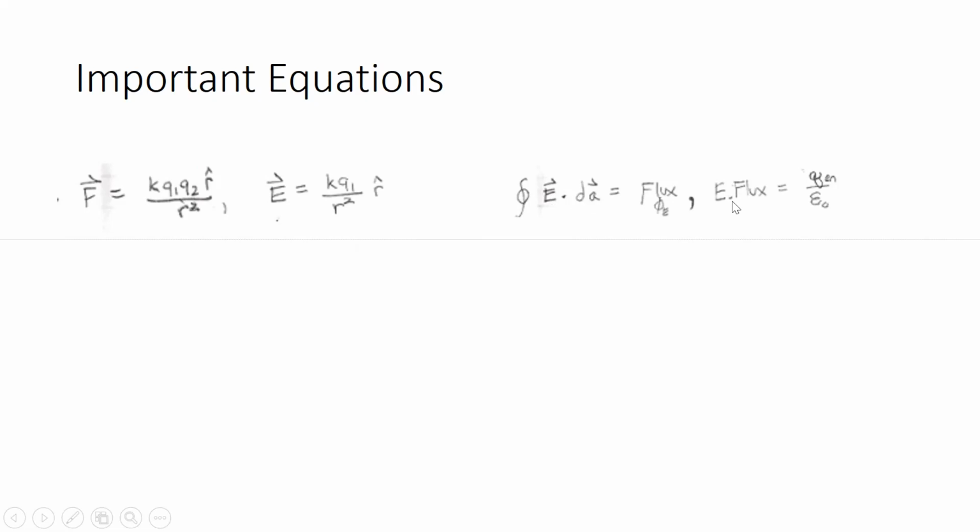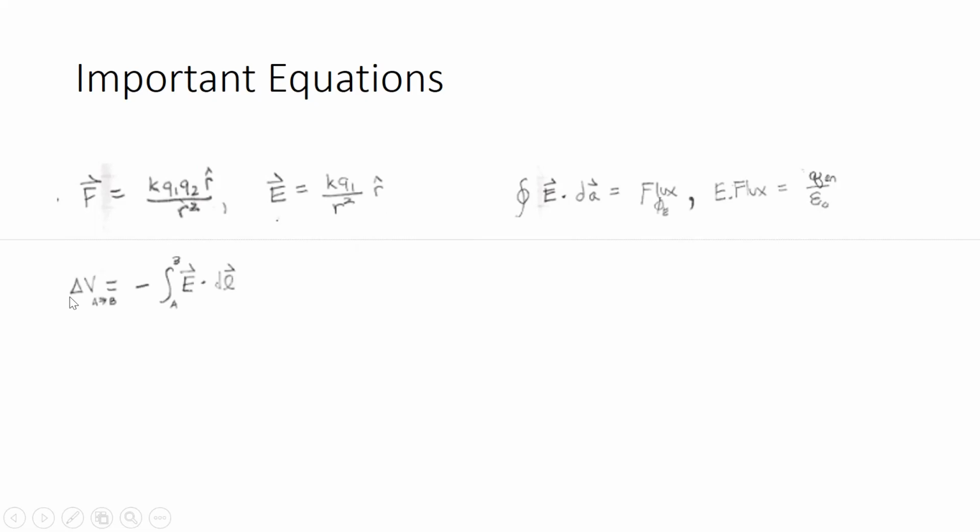And then this equation here says the electric flux is equal to the amount of charge enclosed over this constant, epsilon naught. It's called the permittivity of free space, but we'll just call it epsilon naught. Okay, so this is Gauss's law right here.